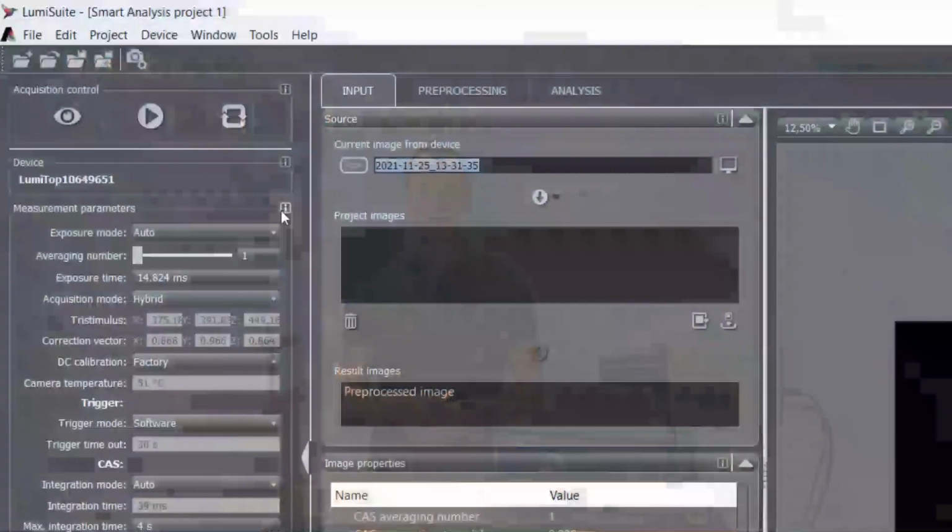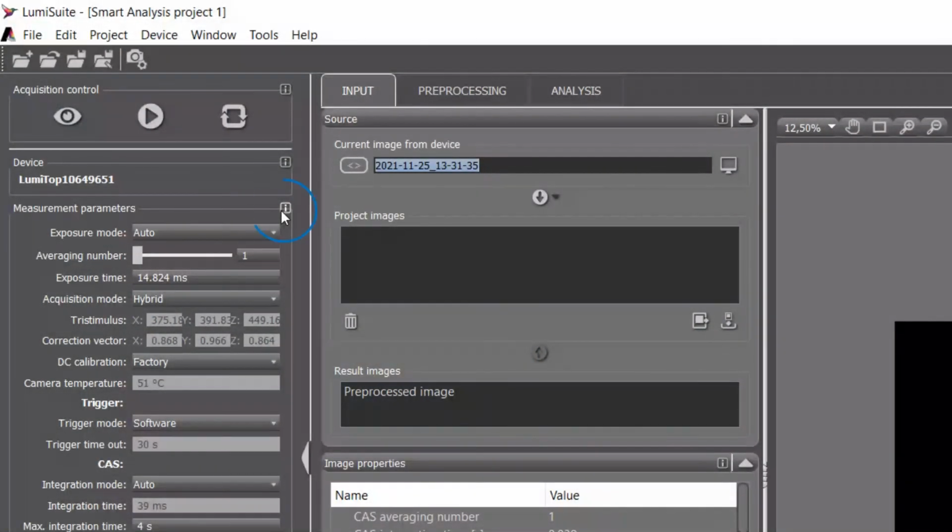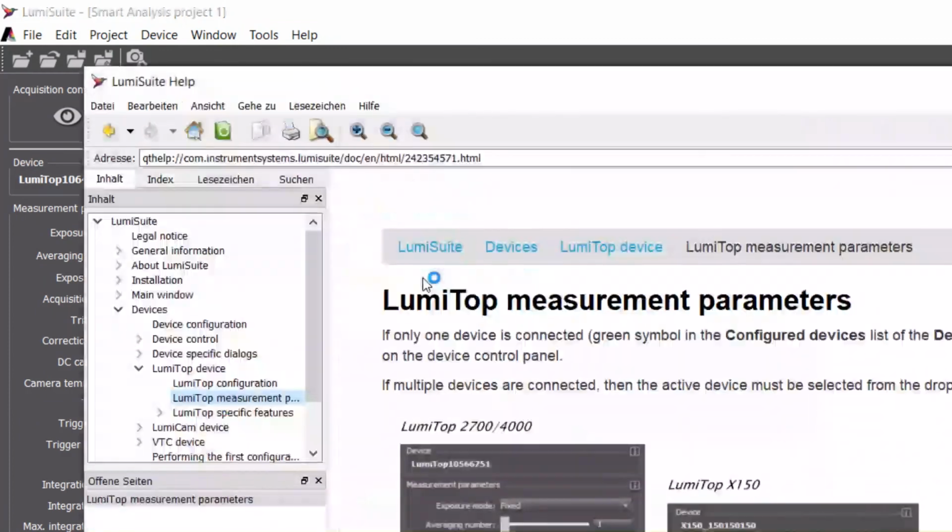Last but not least, if you have questions about a feature in LumiSuite, please click on the small information icons and find additional information in the help section.